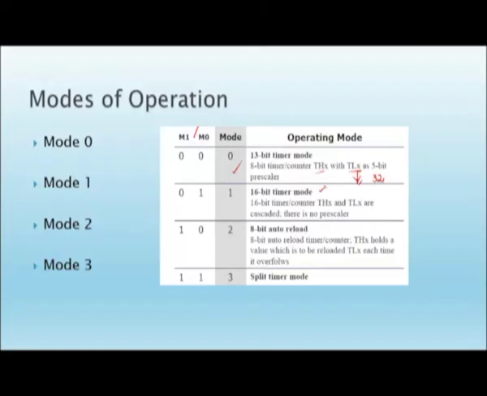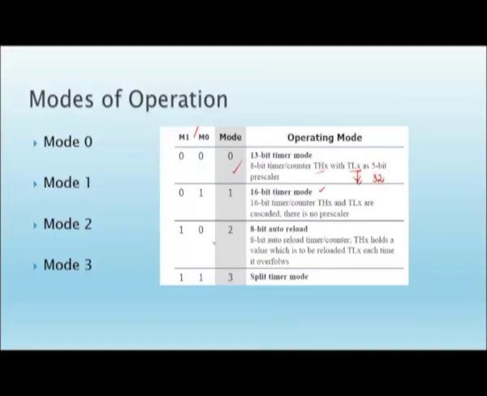The next one is 1 0. When the bit position is 1 0, it represents mode 2. In this mode 2, we use only 8 bits, so it is also called an 8 bit mode. The given value is loaded only in the TH register. From the TH register, the value will be moved to the TL register. Only the TL register is counted down. Whenever the TL value reaches 0, it will get the data automatically from the TH and start again. That is why the mode is called a reload mode.